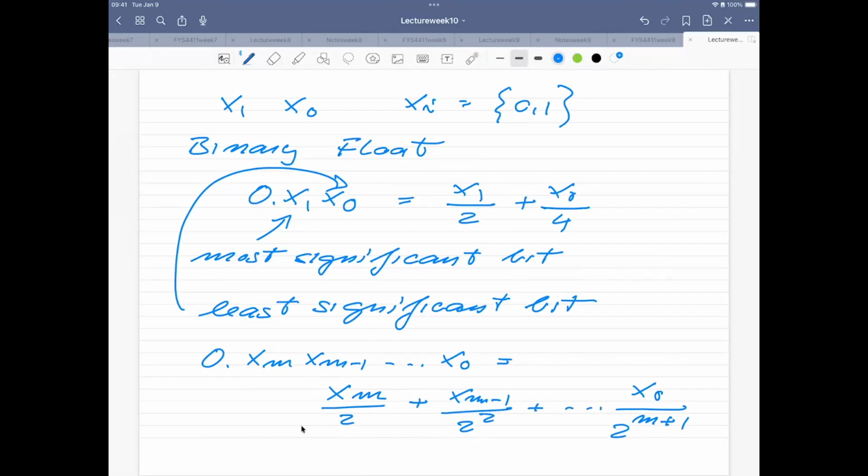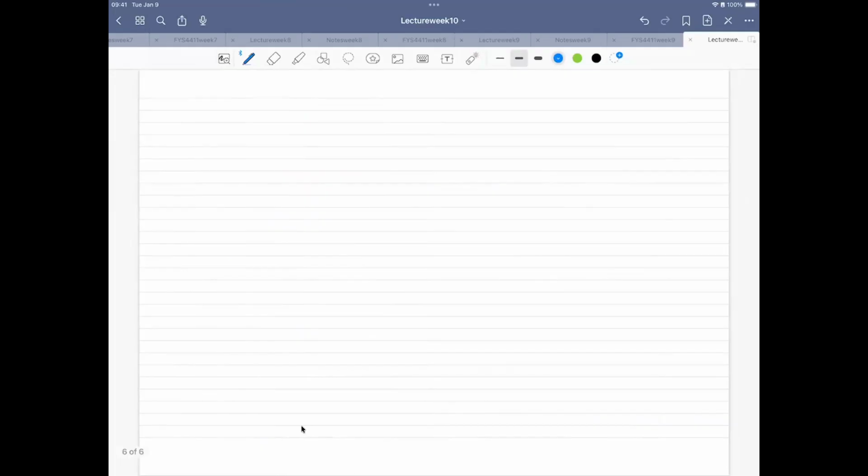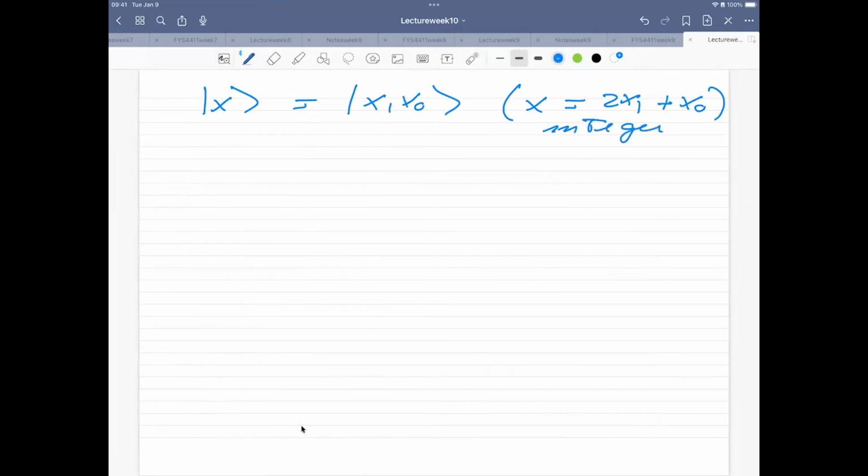So let's continue a little bit. And in our case, when we look at this state, when we go back to the integer representation, then we have x1, x0. And then we know that this x, the number which we have, is actually 2x1 plus x0. This is for integer binaries, okay?